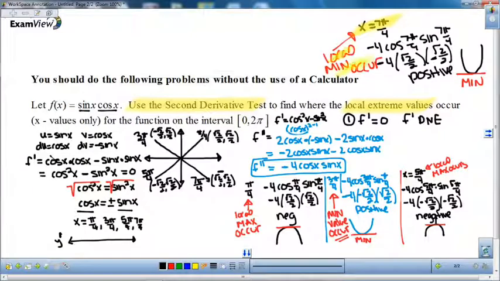Okay, so I have 2 local mins and 2 local maxes.